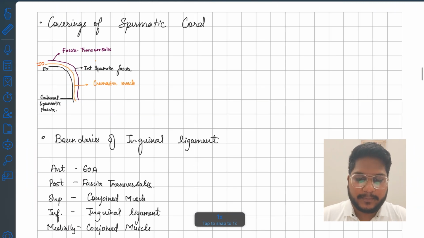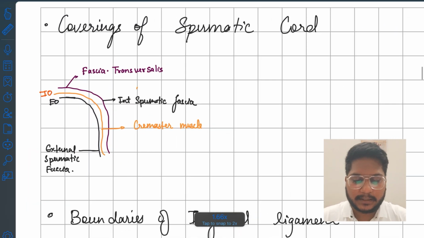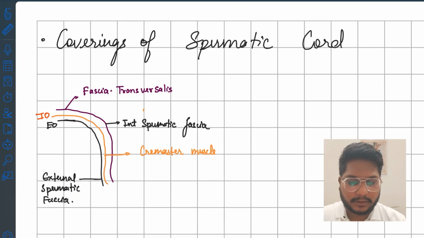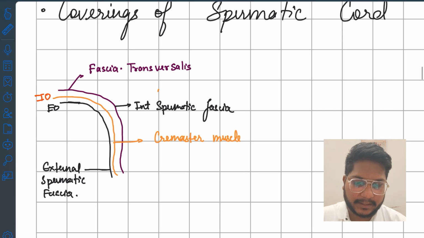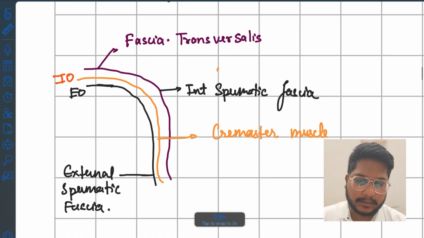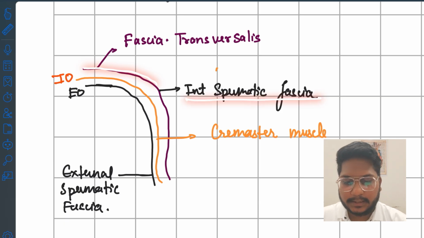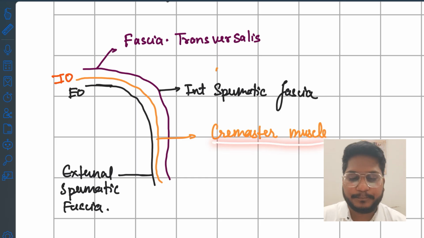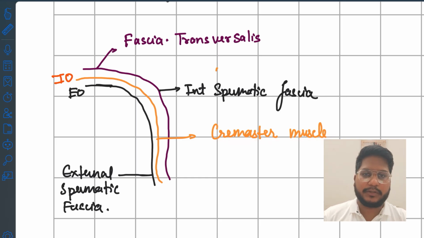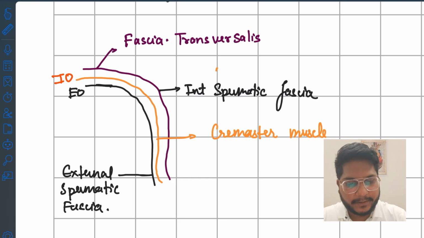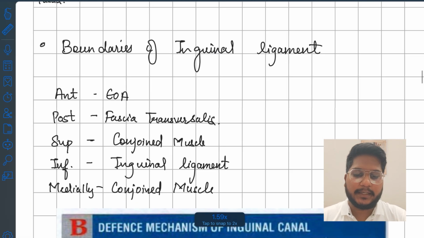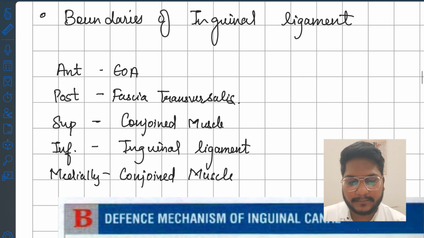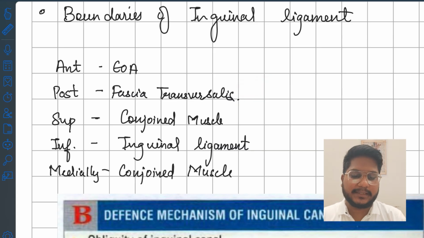Next is the covering of the spermatic cord. Basically the coverings of the spermatic cord are derived from the abdominal muscles and fascia as well. I have just drawn this diagram, which shows that the fascia transversalis continues downwards to become the internal spermatic fascia. The middle layer, the internal oblique muscle or aponeurosis, continues as the cremasteric muscle, and the external oblique muscle or aponeurosis continues as the external spermatic fascia. Now the boundaries of the inguinal canal: anterior is the external oblique aponeurosis, posterior is the fascia transversalis, and superior is the conjoined muscle.